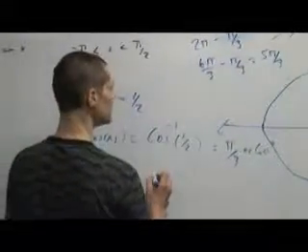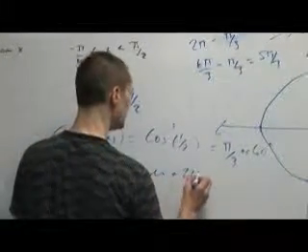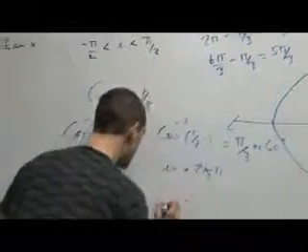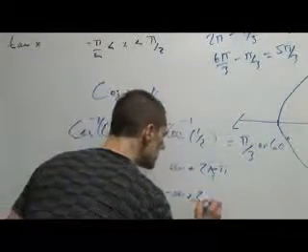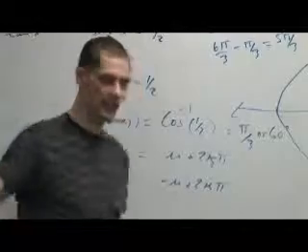But in general then, the solutions for this are going to be x is equal to u plus 2k pi and minus u plus 2k pi. And that's it for this reel.